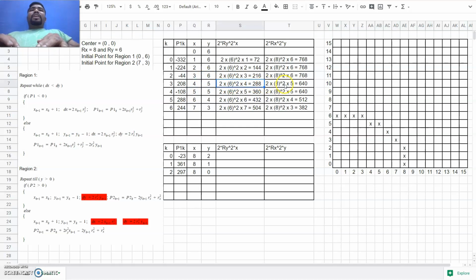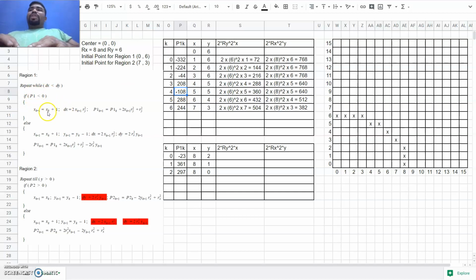We need to calculate both dx and dy. So now we can see this value has changed to 4 and this becomes 288. In this case, y has changed from 6 to 5, so the value decreases from 768 to 640. Now using this x and y, we calculate the next pk plus 1 using this formula, and when we do that, we get the value as minus 108. As we get minus 108, we again go into the less than 0 side.